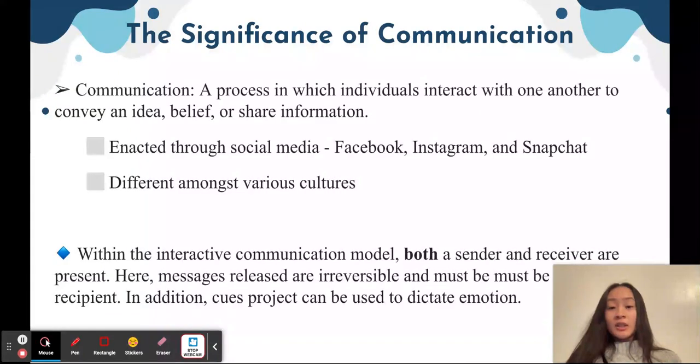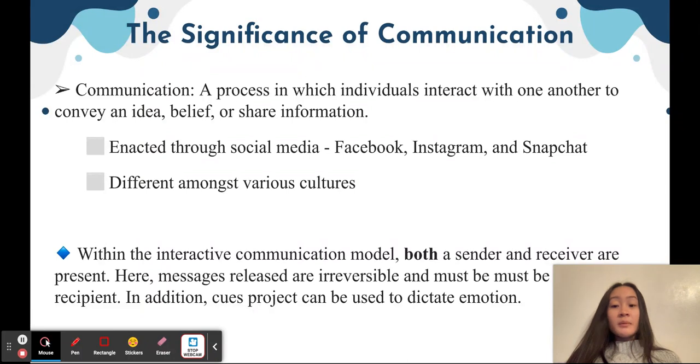Well, to start off, communication is where individuals interact with others to convey an idea, belief, or share information through various platforms such as Facebook, Instagram, or even Snapchat. Those that live internationally may download apps such as Zello. It's important to note that the older generation prefers Facebook, while the younger generation prefers Snapchat.